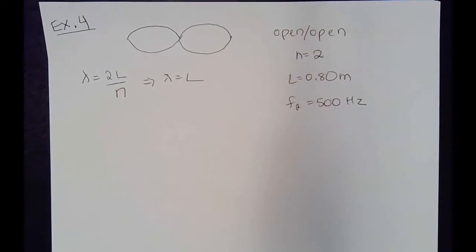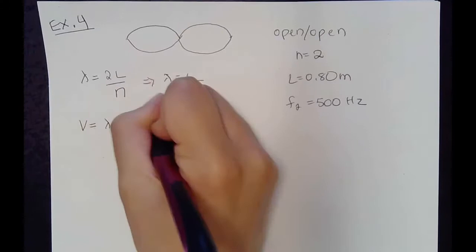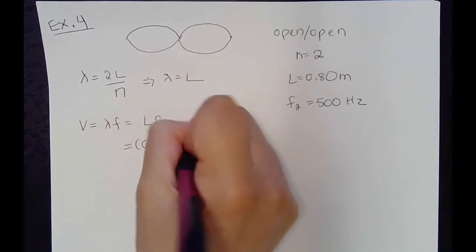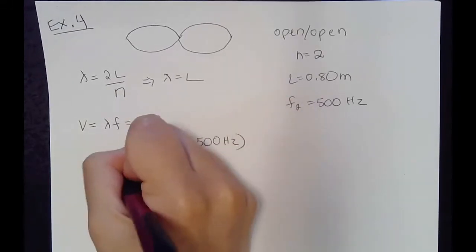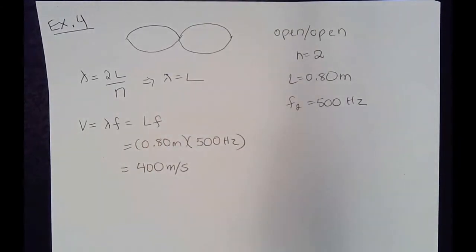Okay. So lambda equals L, so then V is going to be lambda F, which is LF. So 0.8 meters times 500 hertz gives 400 meters per second for the speed of sound in the tube.